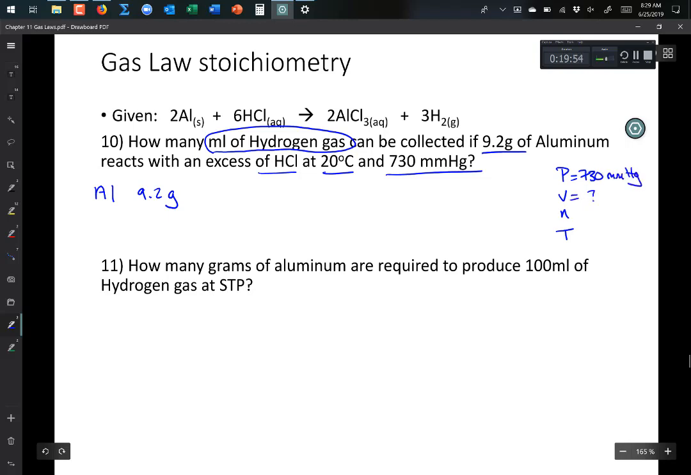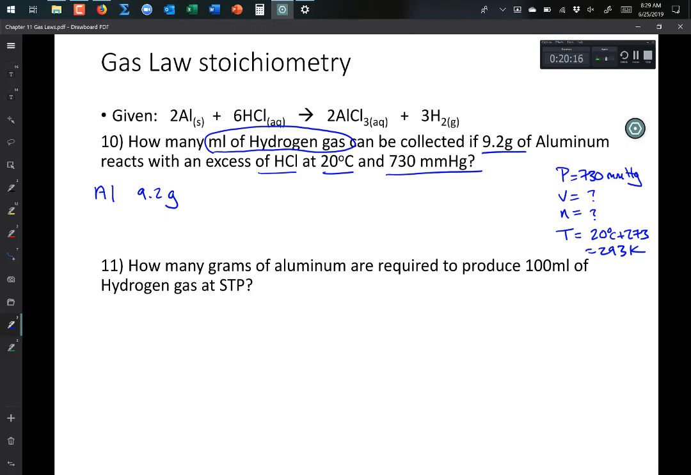I'm looking for a volume, right? And I have a temperature. So I have 20 degrees Celsius, and I'll just add 273, so that's 293 Kelvin. So you notice I'm missing two things over here?